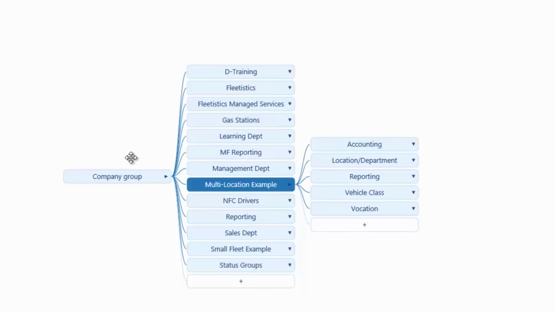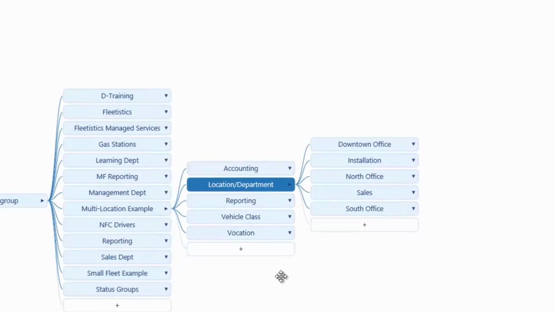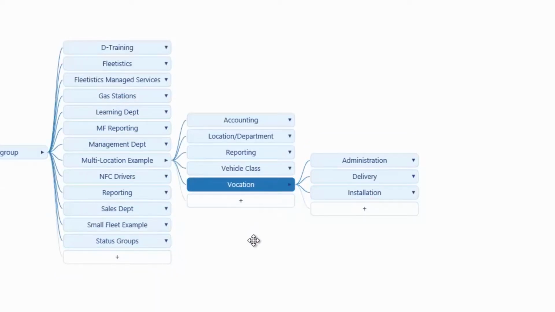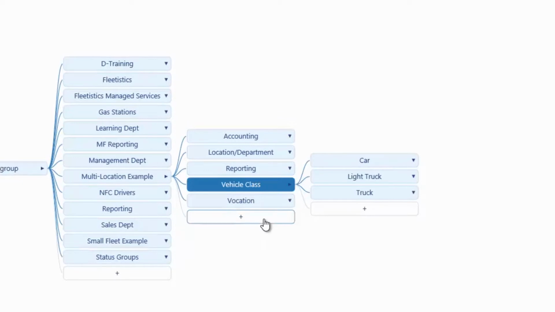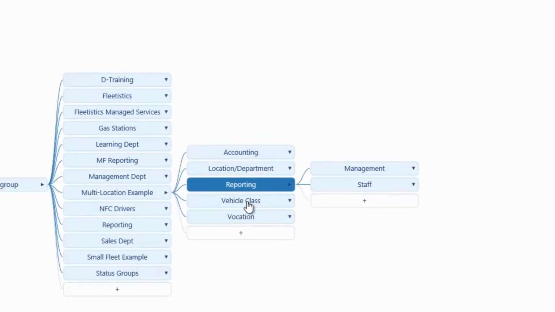This diagram illustrates a two-level reporting group that allows for reporting by individual location or summary reporting that includes all locations or departments. It also supports restricting data access by location or department. This permits users within each location to see their own data, but not that of the other locations. The second-level groups include locations or departments, reporting, vehicles, and vocation.